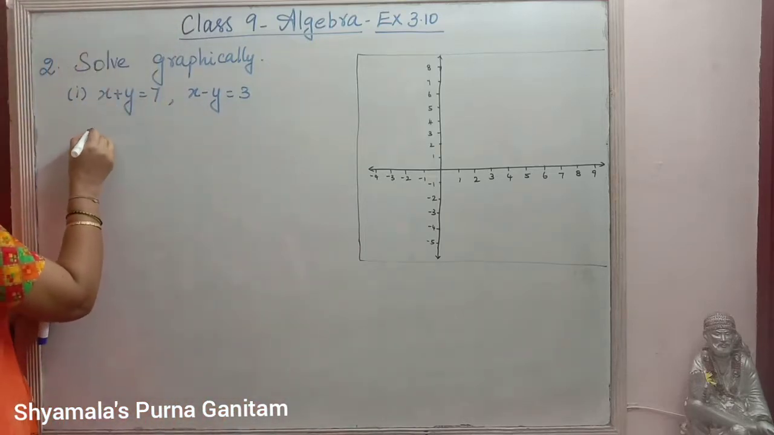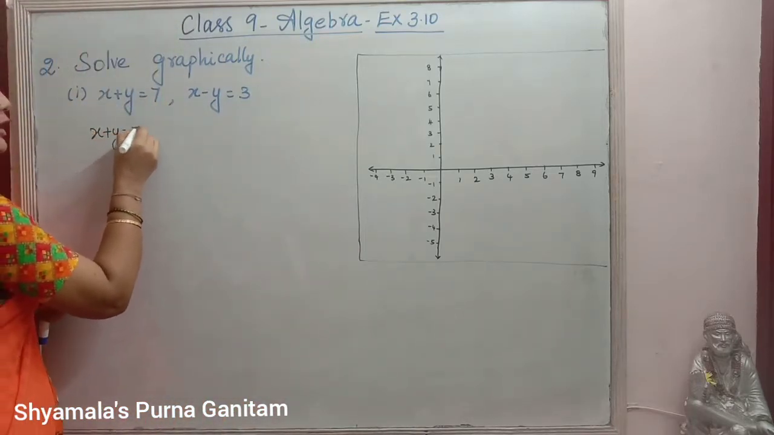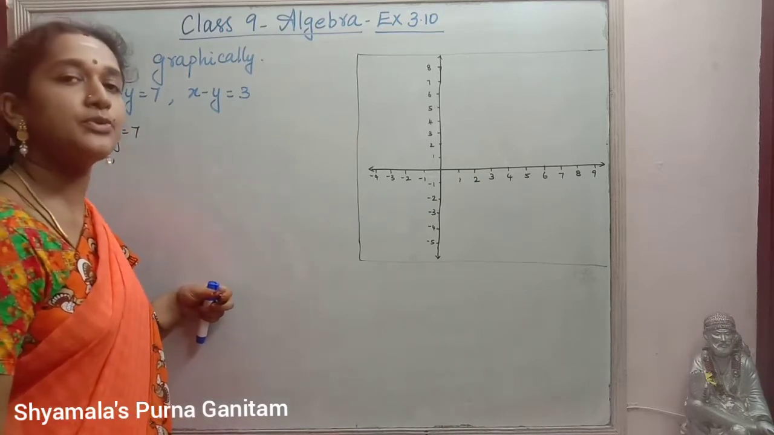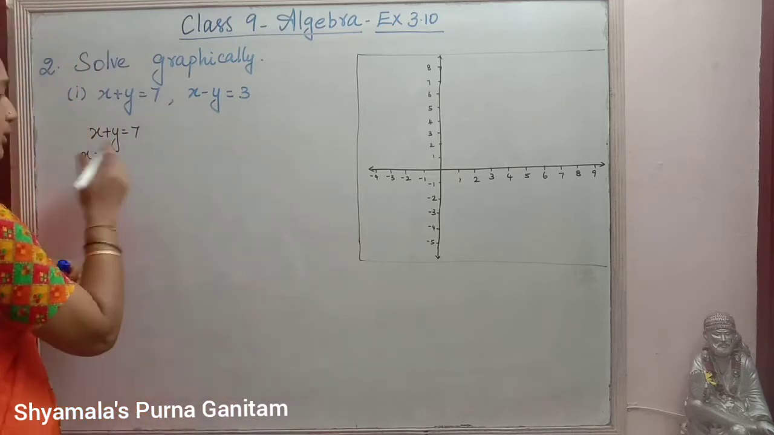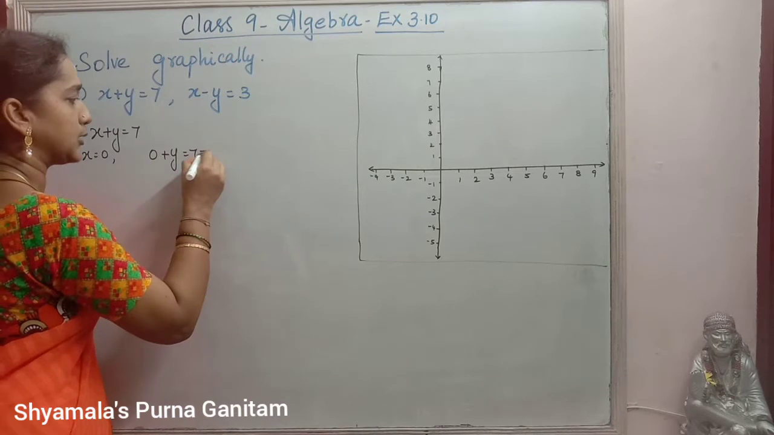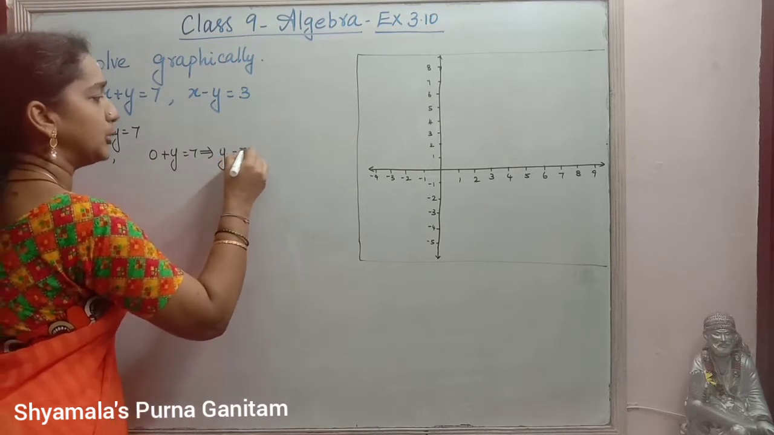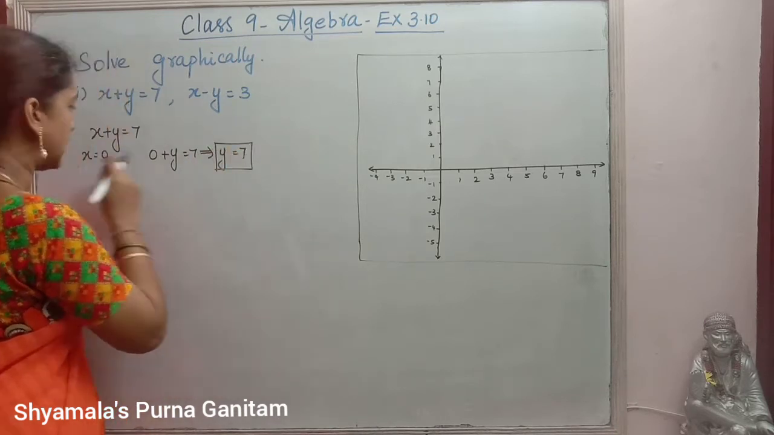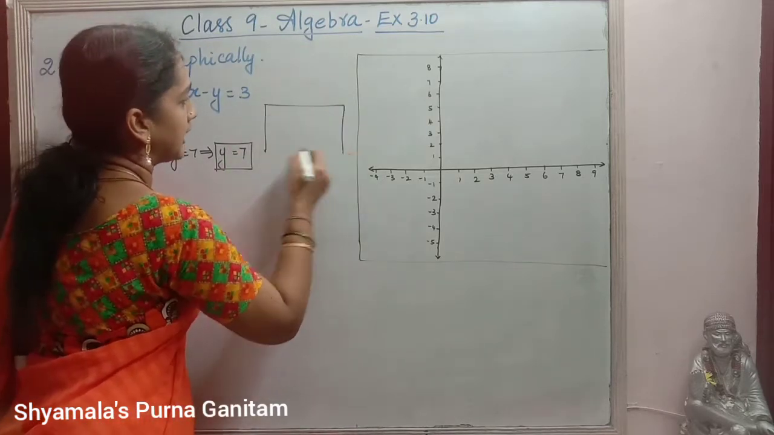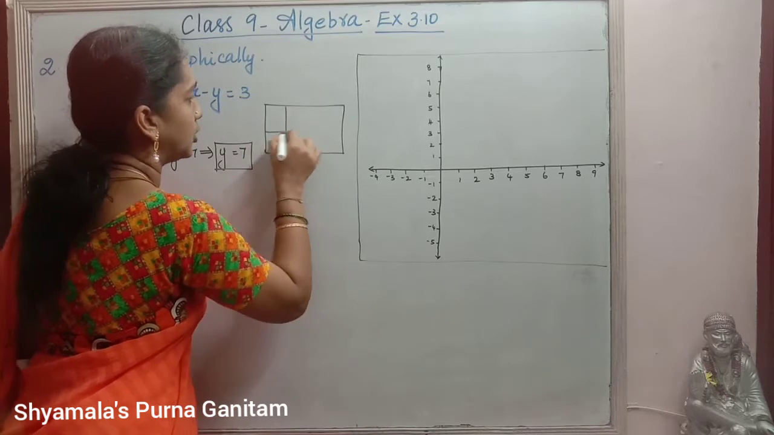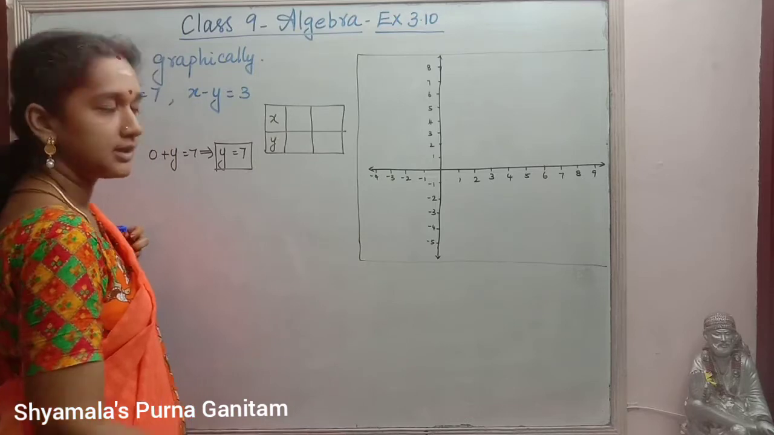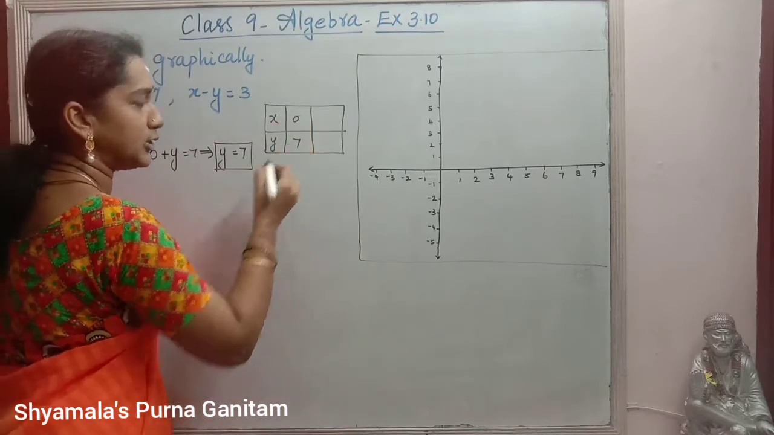So the first equation is x plus y is equal to 7. For this one, we will take x is equal to 0. Substituting it here, 0 plus y is equal to 7, so we get the y value as 7. So if x is 0, y will be 7. We will put it in a tabular column, with x and y. Two values for each is enough. So if the x value is 0, the y value is 7.